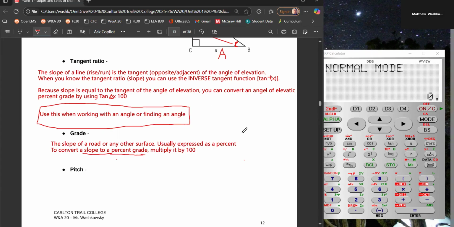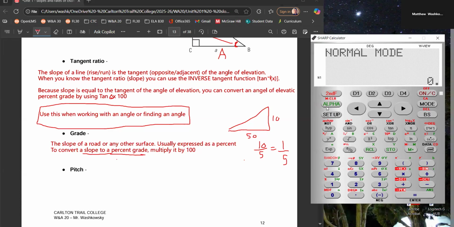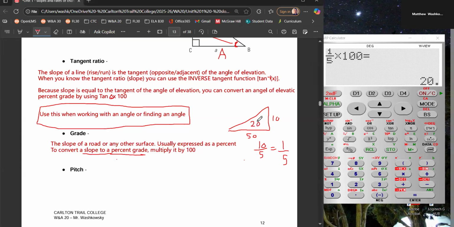So for example, if I give you this triangle, let's say the rise is 100 meters and it runs for 50. Rise over run, my slope is 100 over 50... or 1 over 5, right? That's my slope. That should make sense from the last one. So 1 over 5 times 100, this is a 20% slope. Think about that picture I showed you earlier.